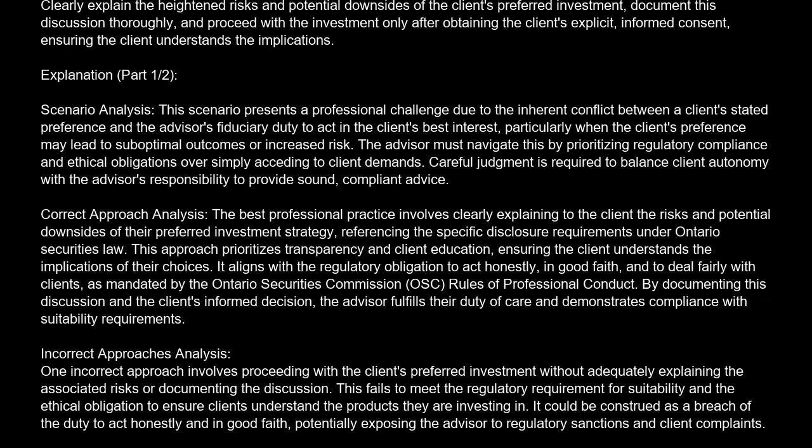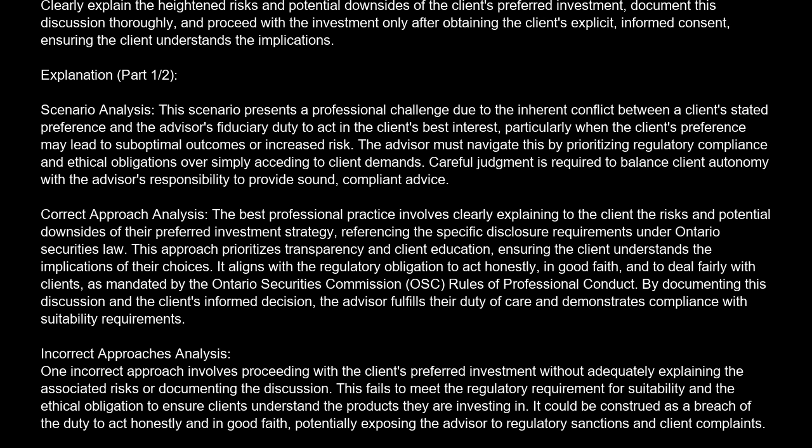The correct answer is A. Clearly explain the heightened risks and potential downsides of the client's preferred investment, document this discussion thoroughly, and proceed with the investment only after obtaining the client's explicit, informed consent, ensuring the client understands the implications.